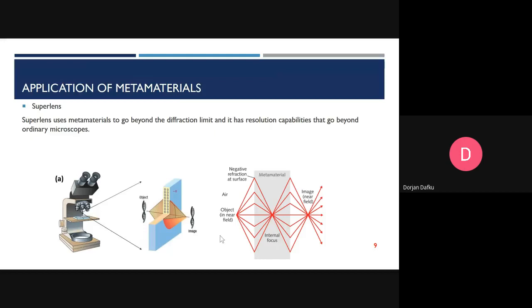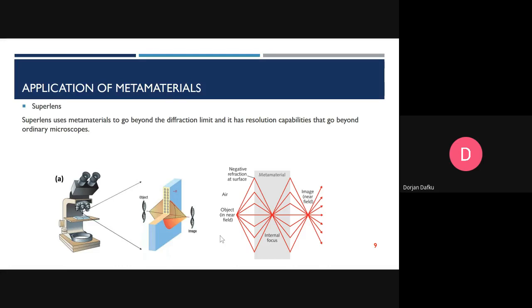The third application of metamaterials is, as shown, superlenses. I've just written a small description about superlenses, as it is the main topic of other groups. Superlenses use metamaterials to go beyond the diffraction limit, and have resolution capabilities that go beyond ordinary microscopes. So we can use metamaterials to build lenses that are very small in parameters and which can do the same job way better using far fewer parameters. In the second picture, it is shown how the propagating wave is reflected, and in the internal focus, and also the same thing happens for the second part until the image is created after that.